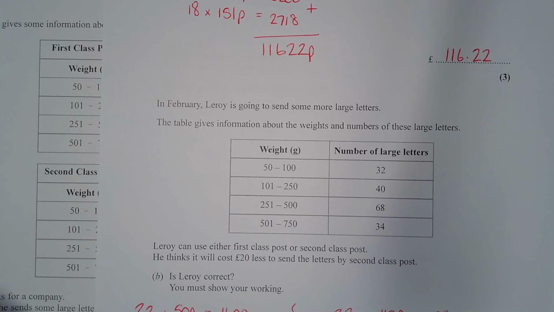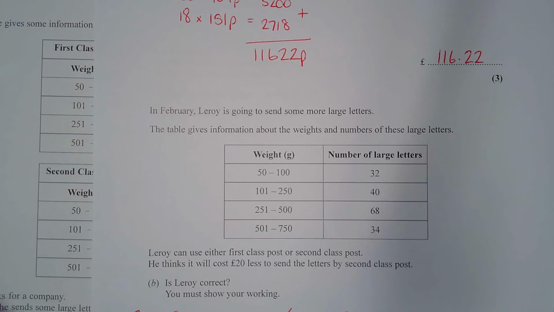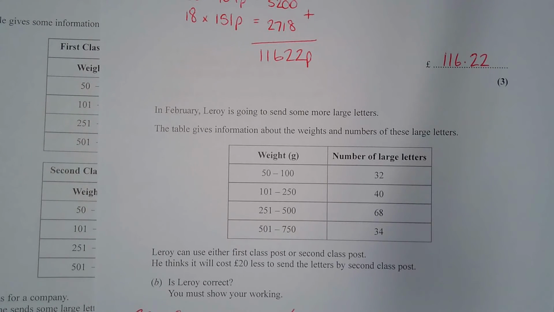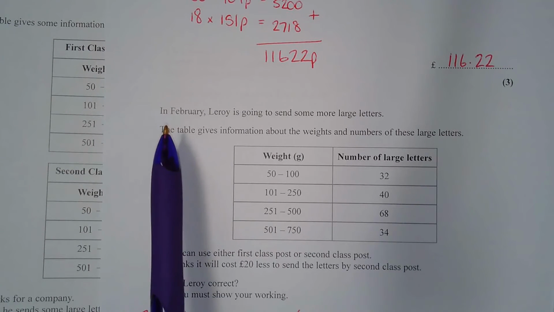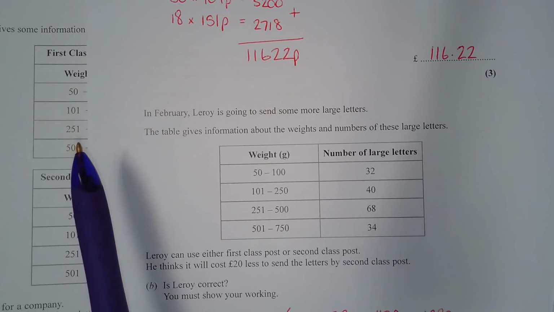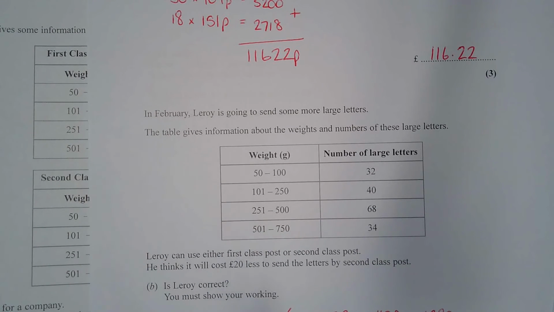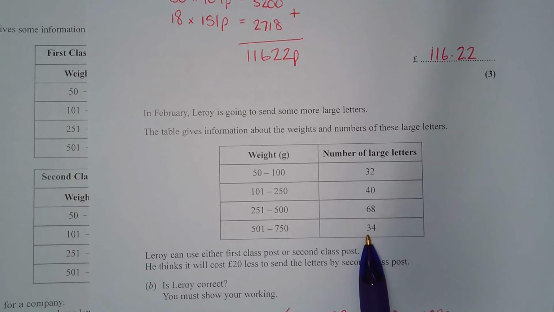Okay, so part 2, we've got some more information. Again, it's a lot of information in this question. This is the last part, which is part B. In February, Leroy is going to send some more large letters. The table gives information about the weights and numbers of these large letters. So these are different to the ones he was sending before, because these are the ones he's sending in February.